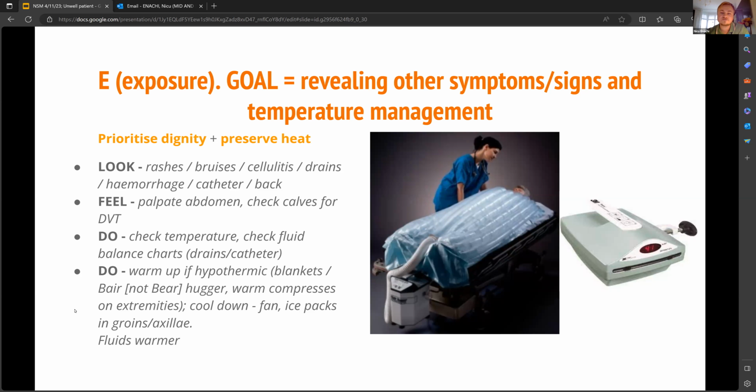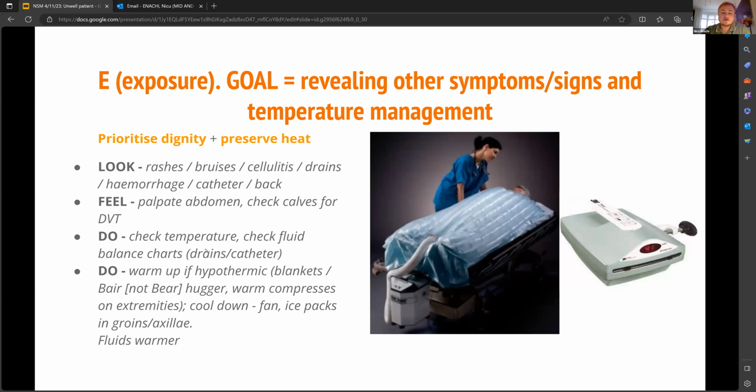You can get lots of clues from just having a very good look all around your patient. So the goal of this assessment is to reveal other visual signs that you may not have picked up during your first assessment, A, B, C, and D. The underlying principle is to maintain dignity, so you don't literally make your patient bare naked just so you can have a very good look around. Make sure you expose the part that you examine while keeping the others covered. And that's also going to help you preserve patient heat.